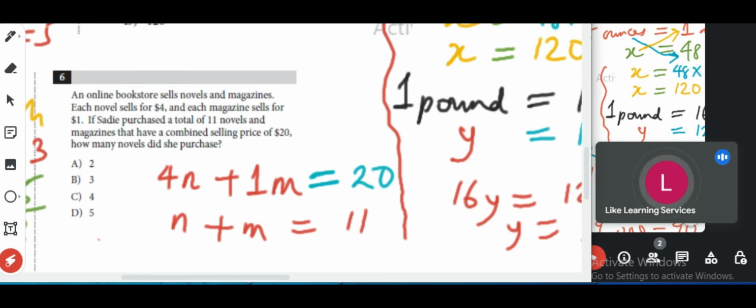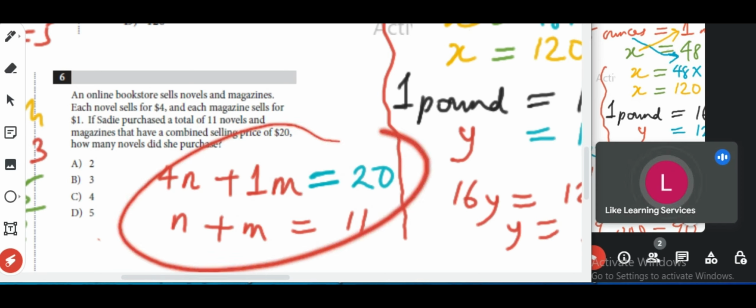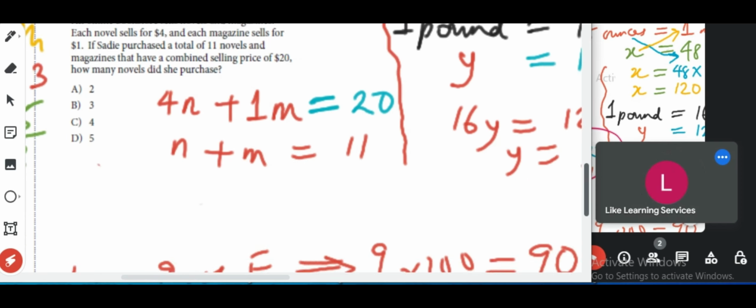Each novel is 4, so 4n. Each magazine is 1, so 1m. So 4n plus 1m gives 20. And novel plus magazine gives 11. So just solve this simultaneous equation. You get what you need.